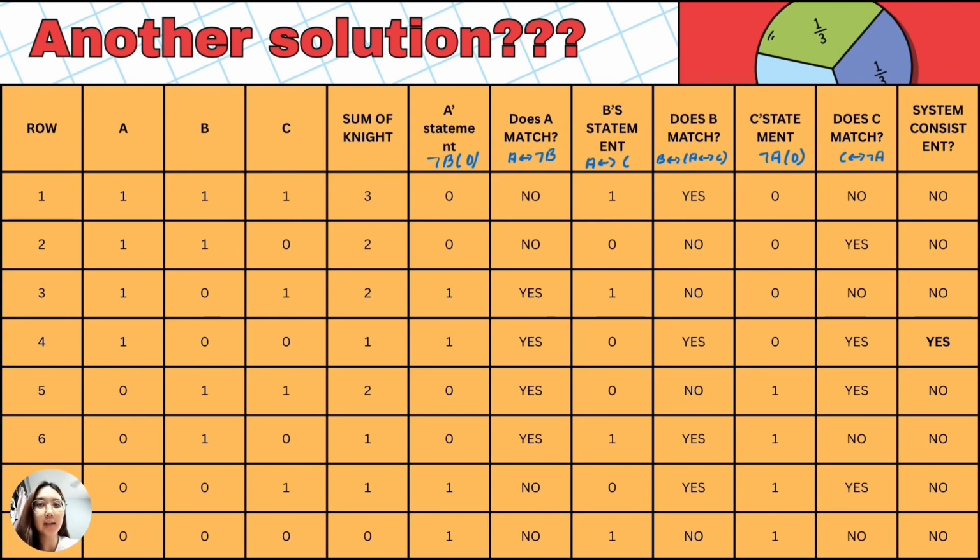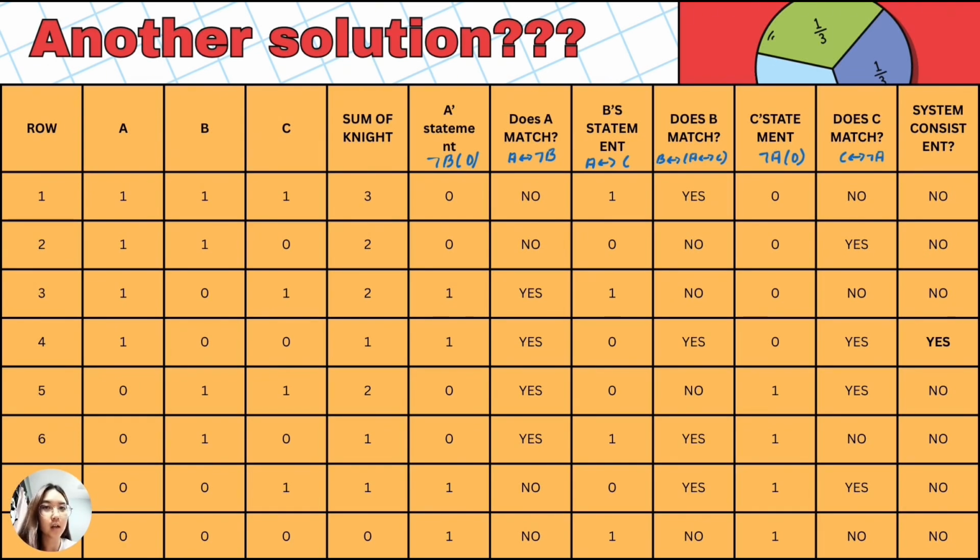So we look at the last statement, the C statement. C says that A is the knave, which is not the knight. So A is equal to 0. We compare this C statement with column A. For example, in row 1, A is 1. Is it the same as the C statement, which says A is 0? No, they are not the same. So the C statement is 0, which is wrong.